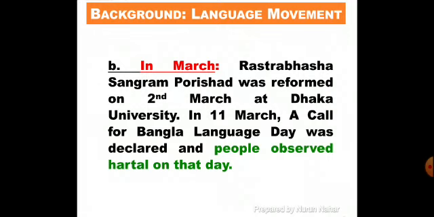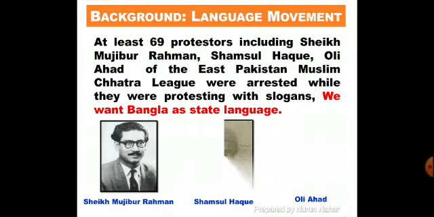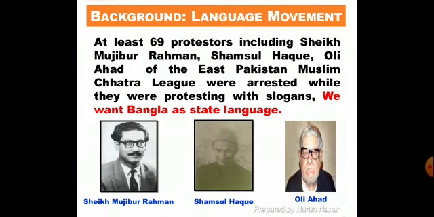In March, Rashtrabhasha Sangram Parishad was reformed on 2nd March at Dhaka University. On 11th March, a call for Bangla Language Day was declared and people observed Hartal on that day. At least 69 protesters, including Sheikh Mujibur Rahman, Samsul Haq, Oli Ahad of the East Pakistan Muslim Chhatra League were arrested while they were protesting with slogans, "We want Bangla as state language."